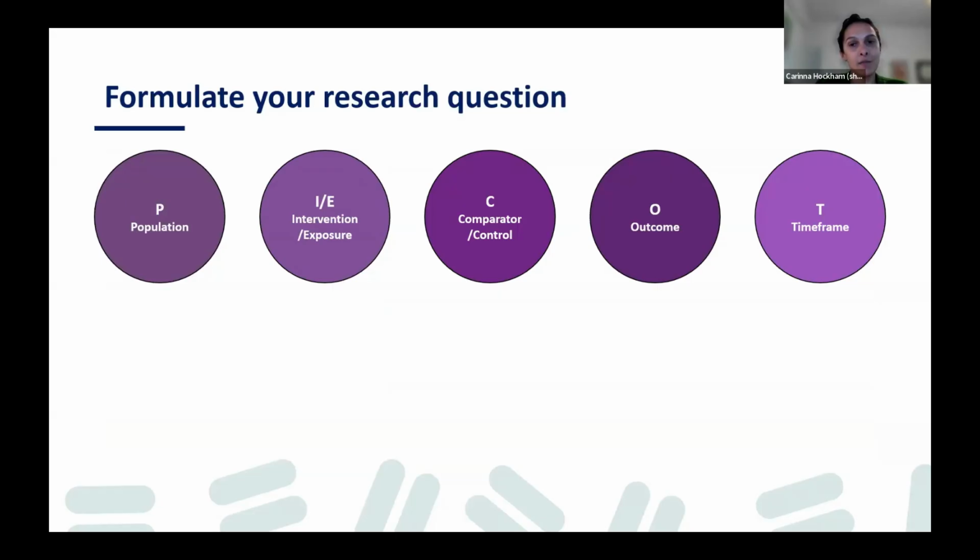The next stage is formulating your research question, and this is, of course, foundational. The way you frame your question shapes everything that follows, and it's often the point where important sex and gender dynamics and considerations begin to surface. In epidemiology, we often use the PICO framework, so that's population, interventional exposure, comparator, outcome, and timeframe.